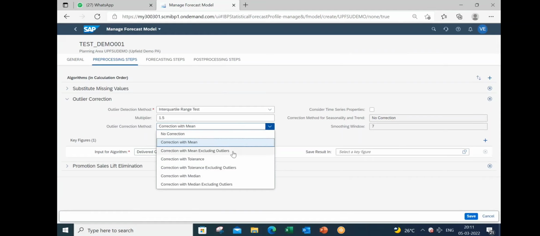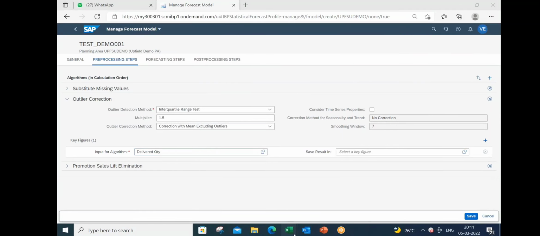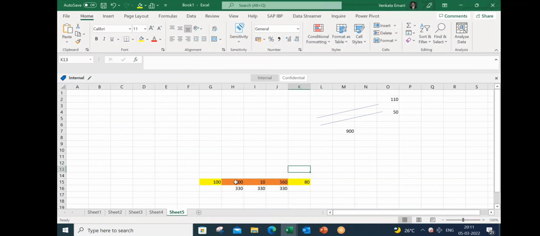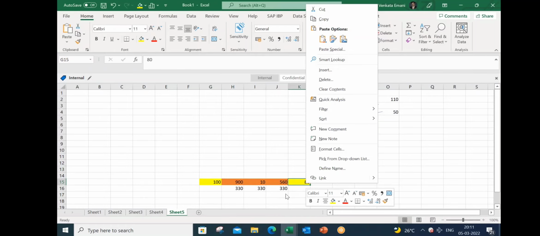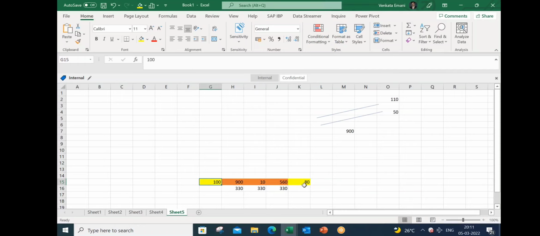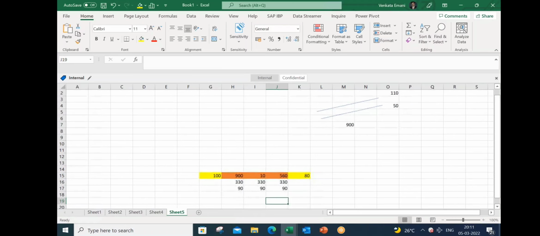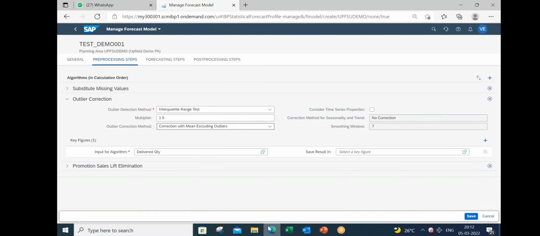The next method is correction with mean excluding outliers. What will the system do? It will exclude these outliers and calculate the mean. So what is the mean for these two? It is 90, right? 100 plus 80 is 180, divided by 2 is 90. So it will replace these outliers with 90 now. This looks like an ideal correction. For any correction, this looks a bit ideal, right?